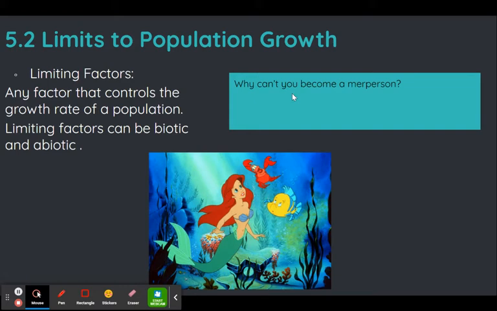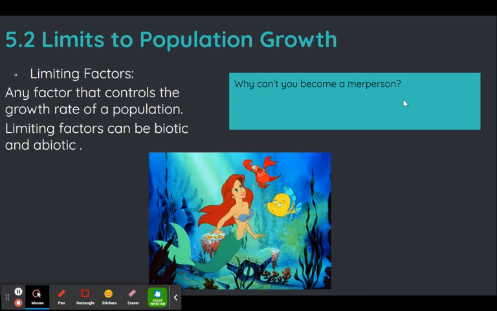What I want you to think about for a second is, why can't you be a merperson? Like, you want to live in a pineapple under the sea. What's stopping you? Any of the answers that came to mind are probably correct. If you said to yourself, I can't breathe underwater, I wouldn't be able to secure enough food, my skin would get all icky, we're not made to live underwater. Those are all limiting factors that prevent us from being merpeople.